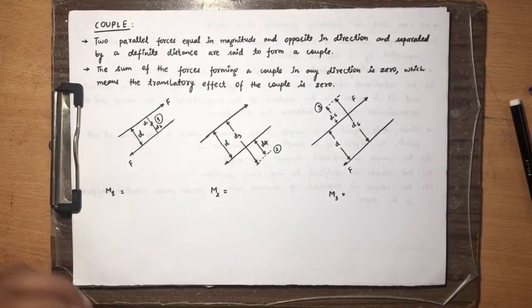Now the next topic is couple. We have completed our moment portion. Now let us move to couple. So what is a couple? Two parallel forces equal in magnitude and opposite in direction.